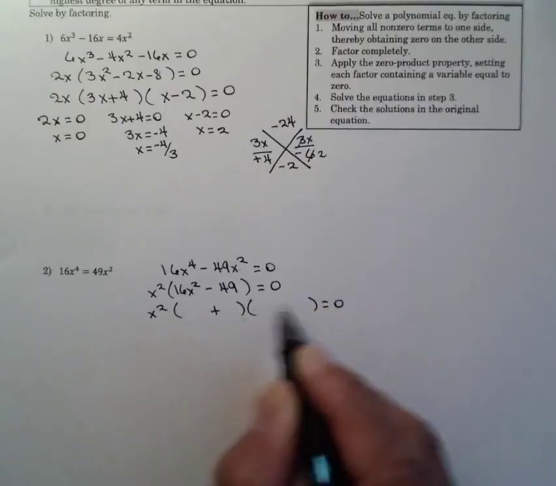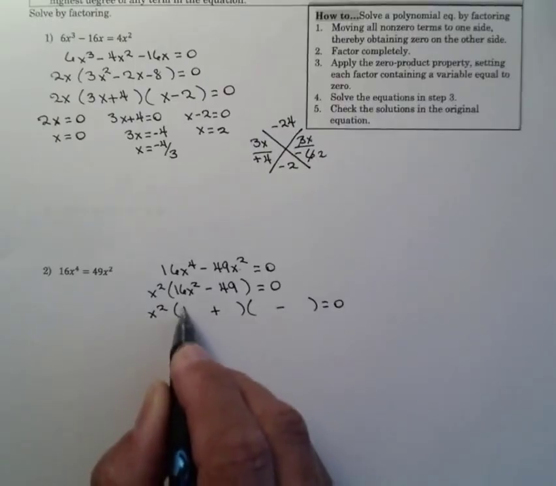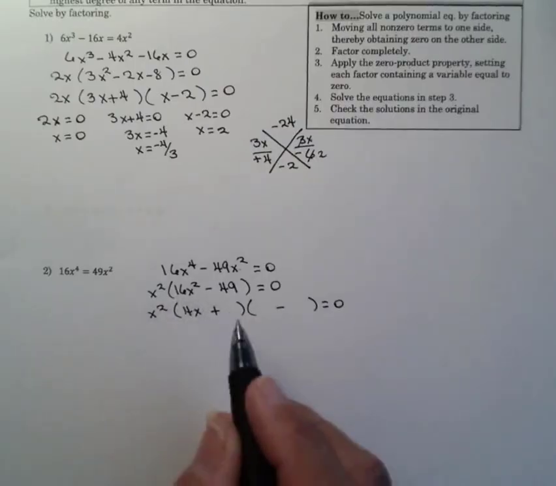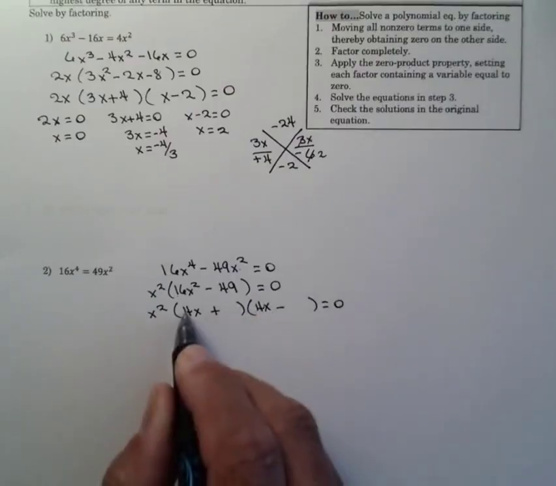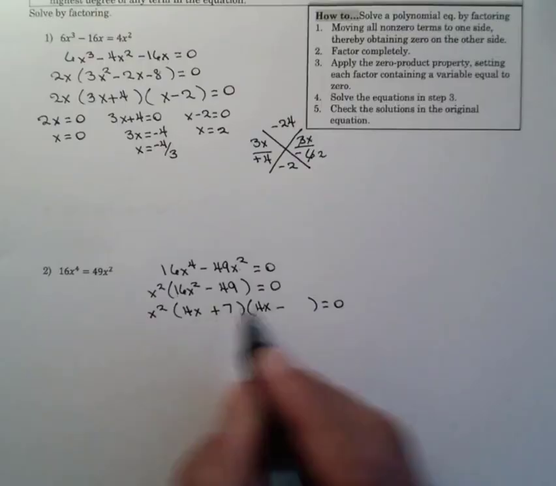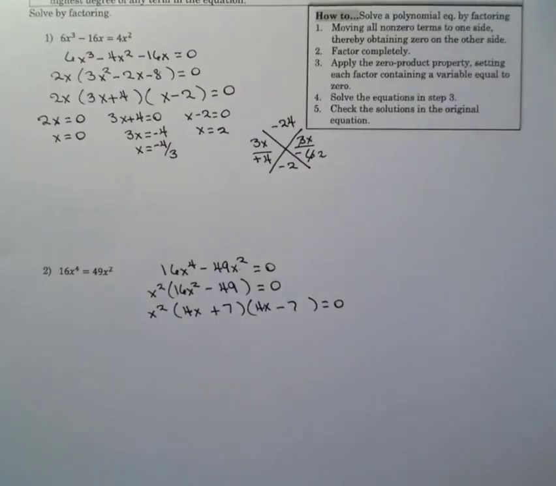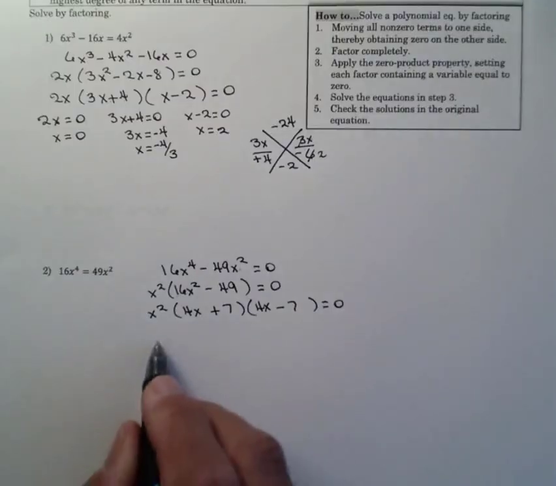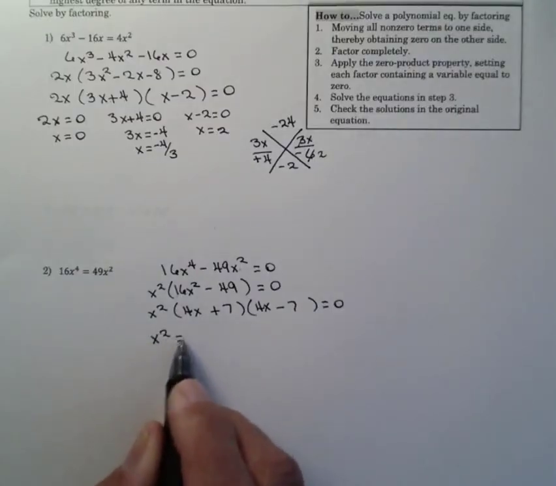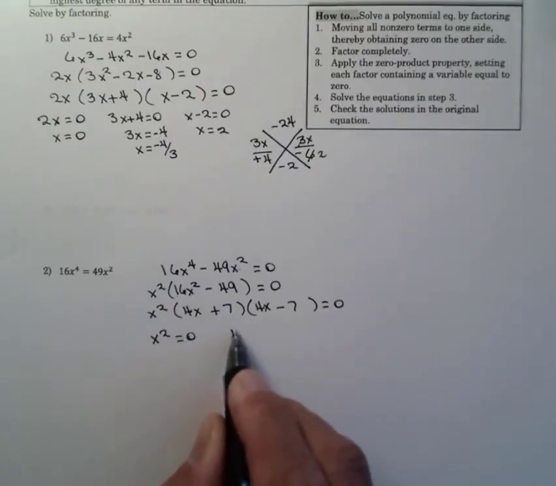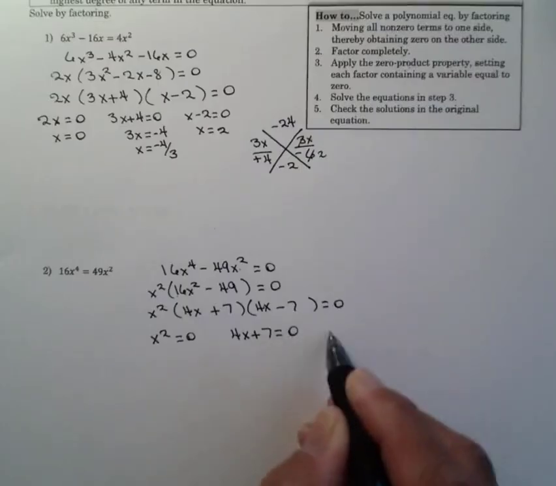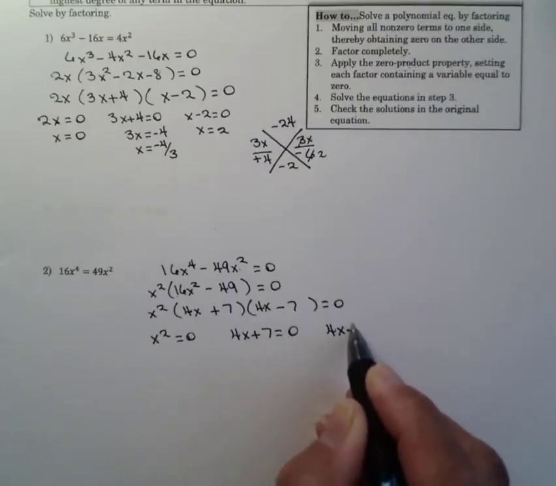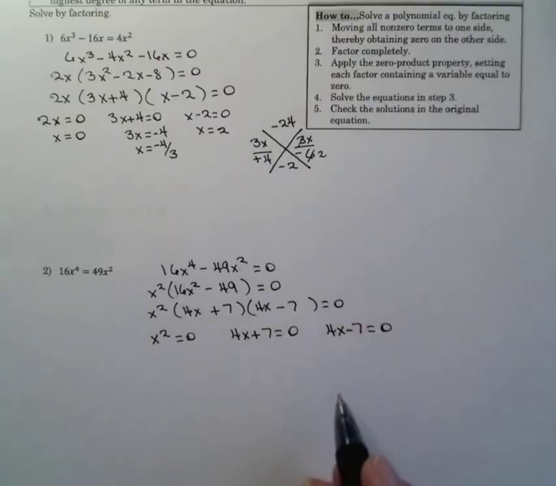We have one of each sign. We take the square root of the first term, which would be the square root of 16, for square root of x squared, and we put it in first positions. And then we take the square root of the second term, square root of 49, and there. That's my factors. So I've really got this thing factored. I'm going to say x squared, therefore, is equal to 0. And I've got 4x plus 7 equals 0. And I've got 4x minus 7 equal to 0.